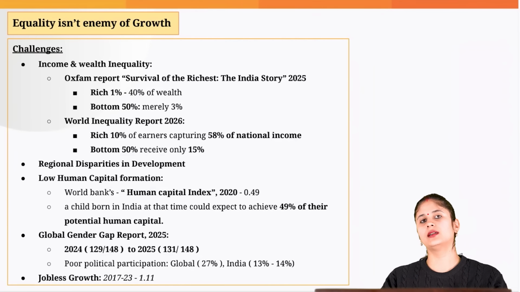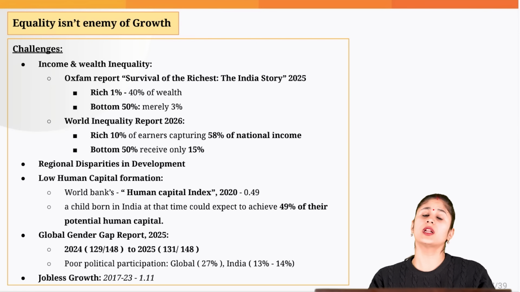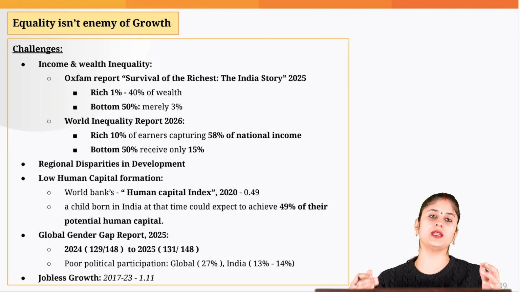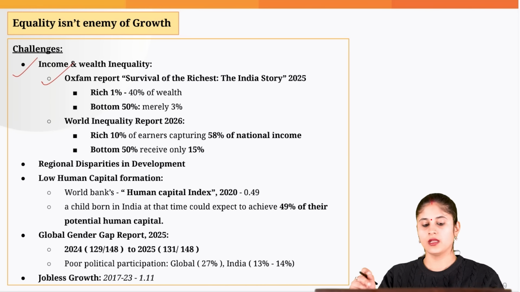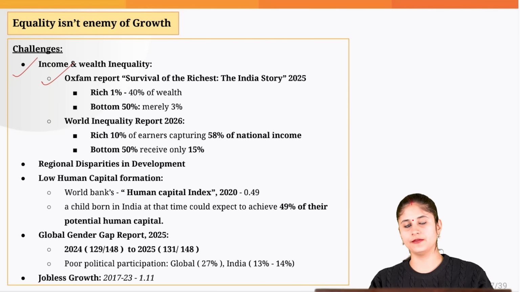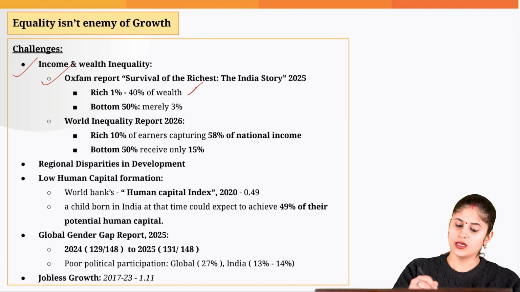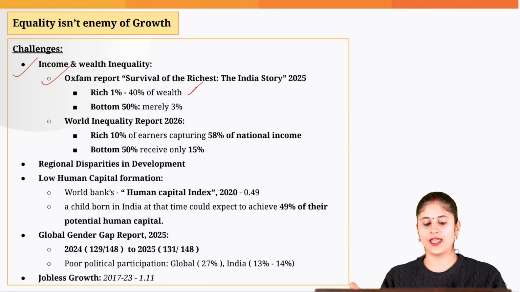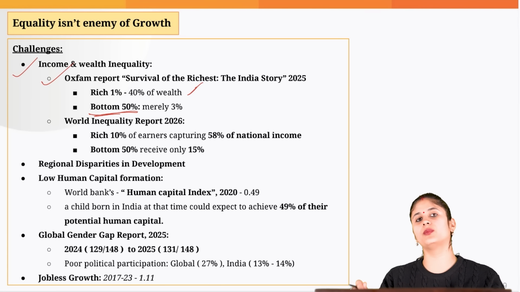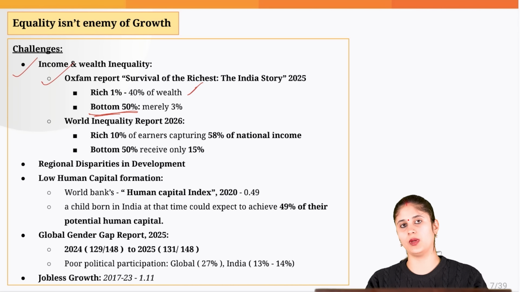Now, having discussed that we have made certain great advancements, what are the challenges based on which we say that India has not yet been able to realize the idea of inclusive growth? First and foremost is the rising income and wealth inequality. If you go by the Oxfam report, when it comes to India 2025, the rich 1% is controlling 40% of the wealth.